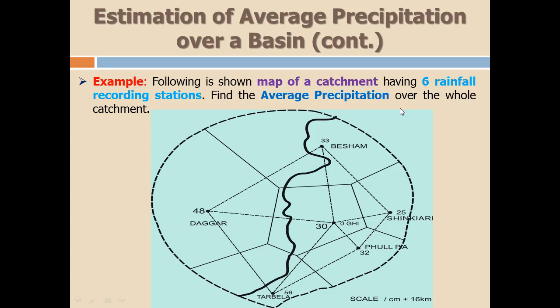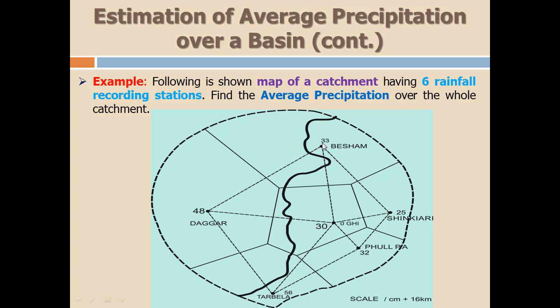Now let's solve an example on this Thiessen polygon method. Example number 1. Following is shown a map of a catchment having 6 rainfall recording stations. Find the average precipitation over the whole catchment. This is the whole catchment, as you can see by this dash line. This is a river flowing in this direction, and all these are the gauging stations.